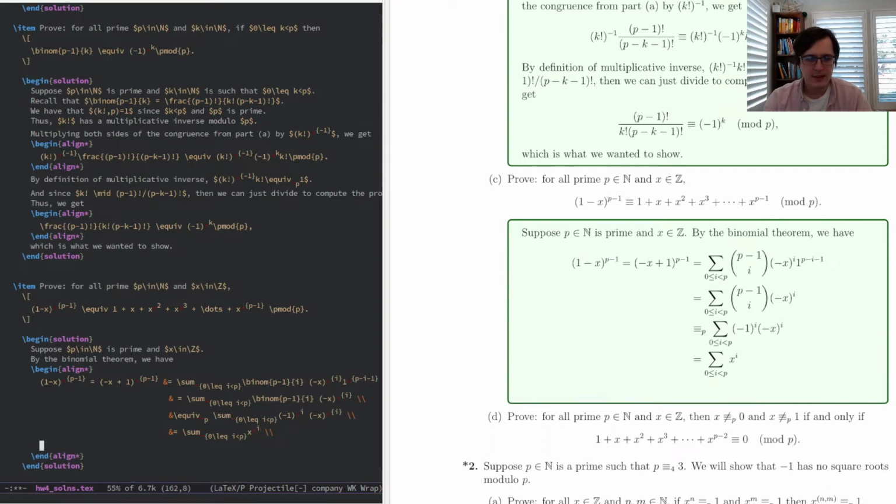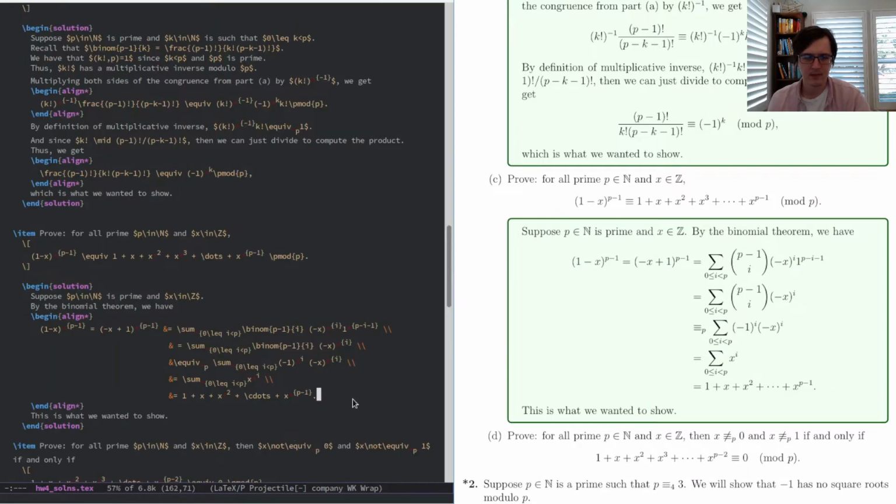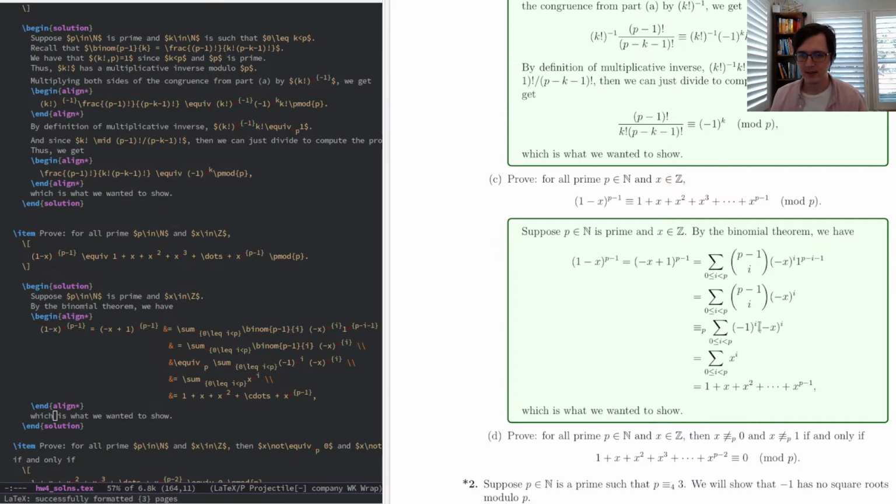And then we can just use our dot dot dot notation to write it as, so x to the 0 is 1, x to the 1 is x, x to the 2 is x squared, all the way up to x to the p minus 1. This is what we wanted to show. Yeah, so it just turns out there's that one step in there that is an actual congruence, and the rest are equalities.